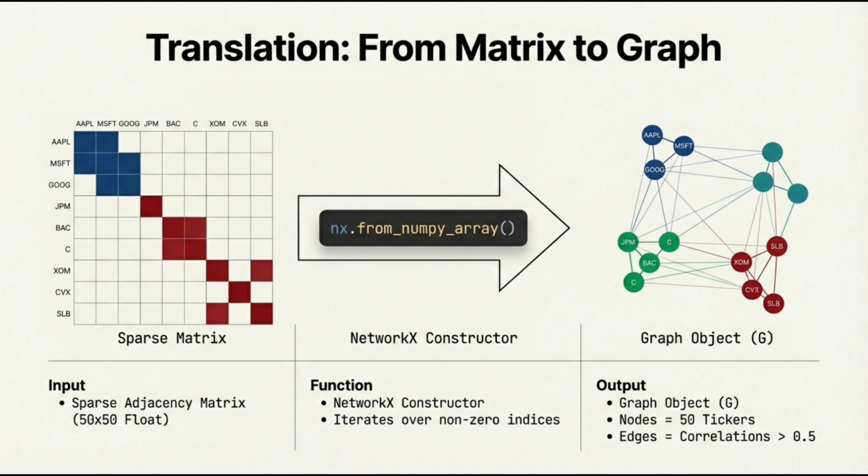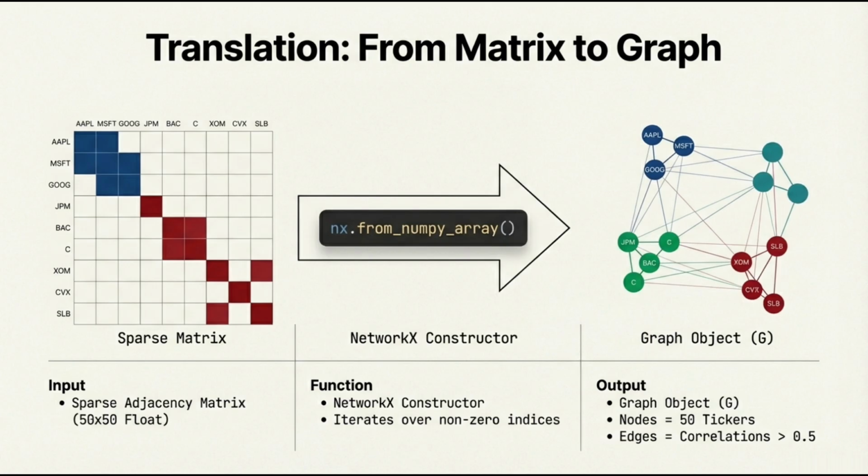Here we see the translation from matrix to graph. On the left is the sparse adjacency matrix after thresholding. In the middle is the NetworkX constructor, shown as nx dot from numpy array, and on the right is the resulting graph object. This slide is very helpful because it connects the mathematical representation to the computational object. The sparse matrix stores which stock pairs remain connected. The constructor reads the non-zero entries and converts them into a graph, where each node is a ticker and each edge represents a surviving strong correlation.